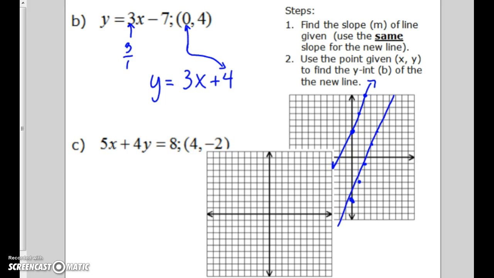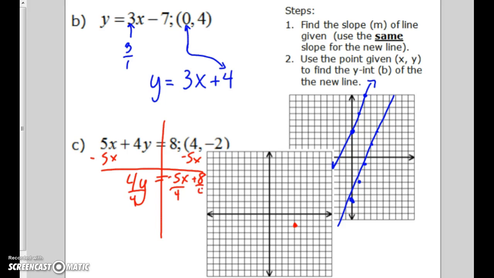And then for the last one, I would graph 4, negative 2. And then, see here, I can't just look at it for my slope. So on this one, I'm going to have to go back and solve my equation, like what we were doing before. Divide by 4. So I know that y is equal to negative 5 over 4x plus 2. And I know that my slope is negative 5 over 4.